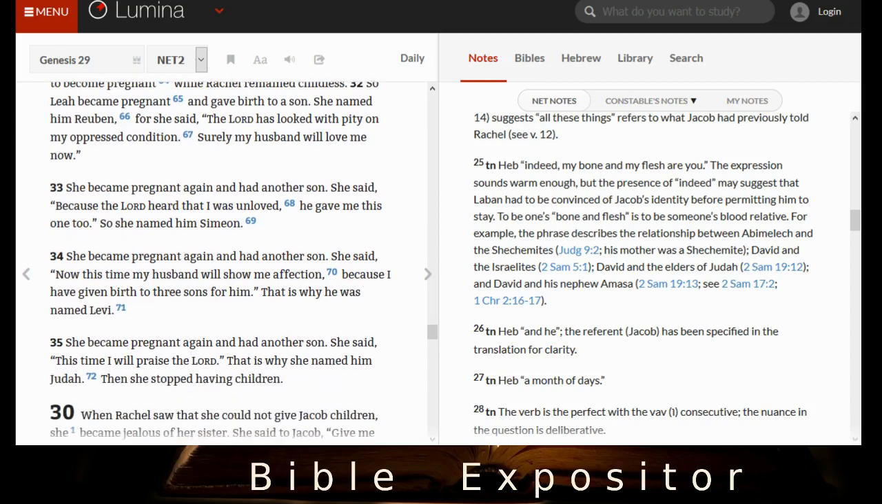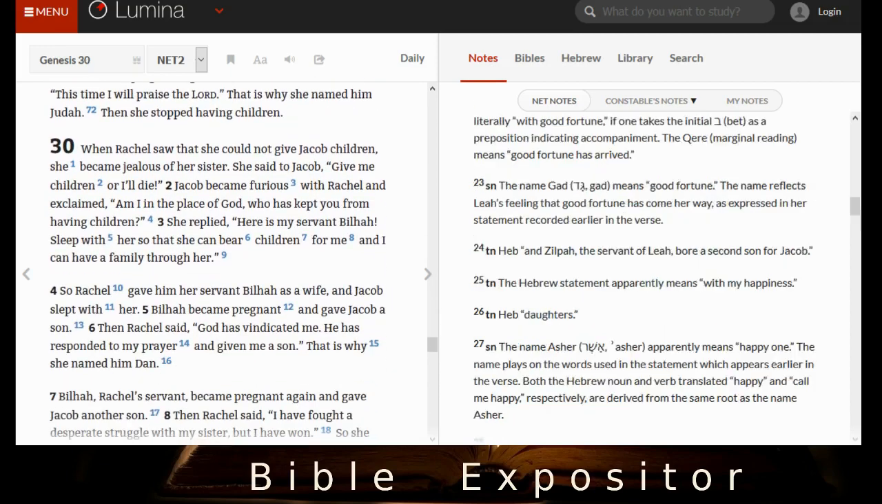So now we're going to get into chapter 30 here. And shockingly, Rachel gets jealous. We didn't see that coming, did we? So she demands children from Jacob, who again, shockingly, asks her if she thinks he's God or something. So, in a familiar move with predictable results, she decides to solve the problem by having her servant bear children for her. Where have we seen that before?